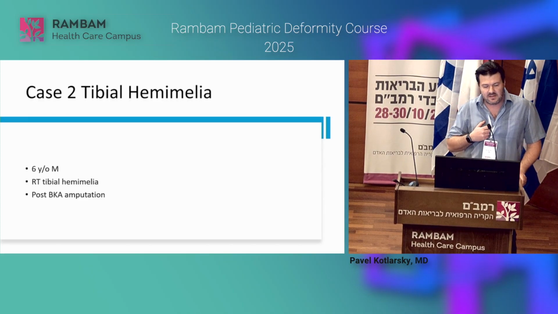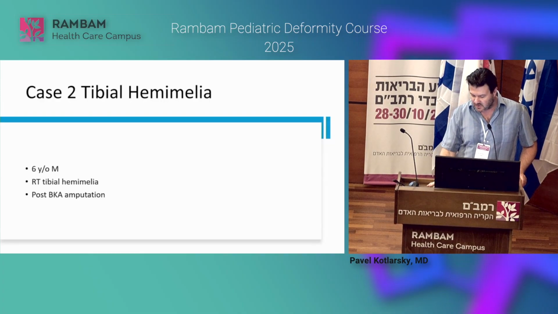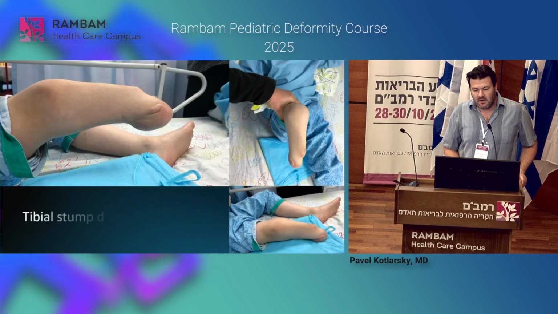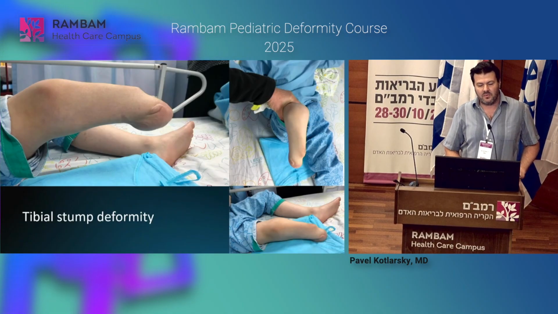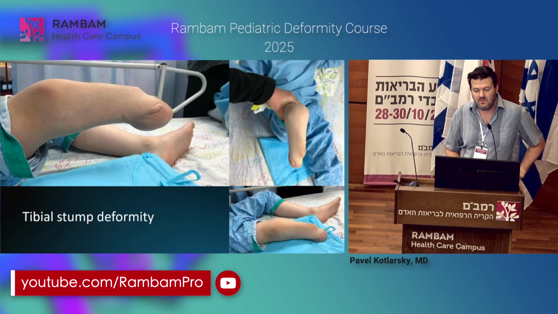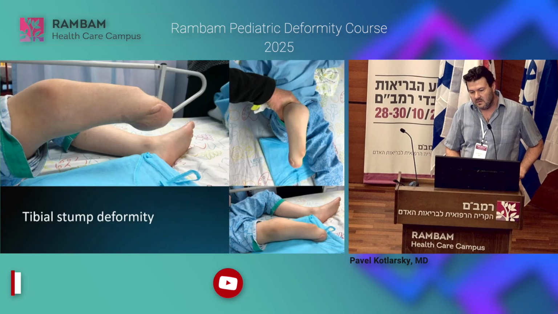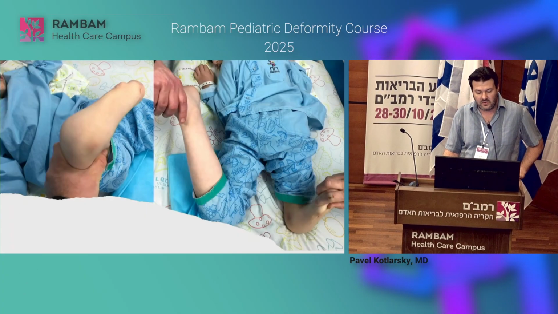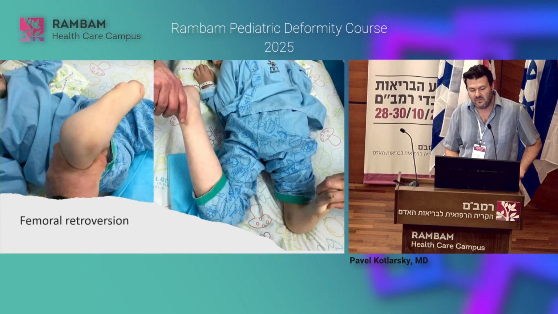So the second case is a 6-year-old boy. He had right tibial hemimelia after an amputation that was done when he was a child. And this is his deformity. If you notice, the stump is very deformed. He couldn't get any prosthetic fitting to the stump because of the deformity. And also, if you notice where his knee is, his knee is very externally rotated. And this is his rotational profile. He has a very severe femoral retroversion.